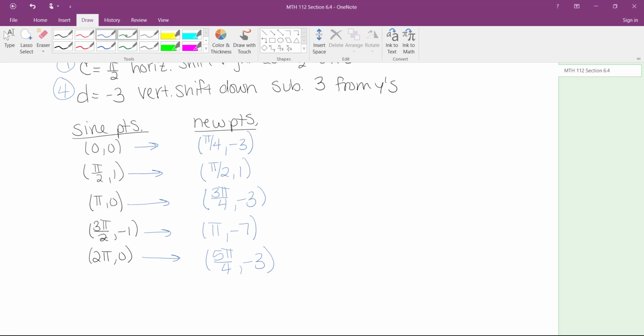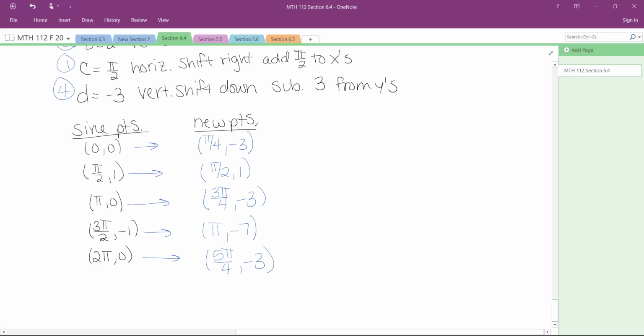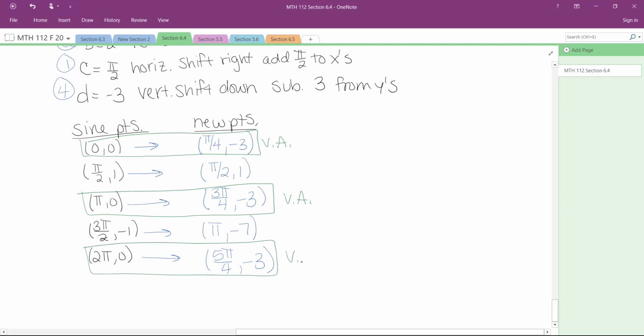Now, my new vertical asymptotes for this graph are going to be where I originally had 0 for my y coordinates. So here, this is going to be my new vertical asymptote. This one as well is another vertical asymptote. And so is this last one. There's another vertical asymptote.